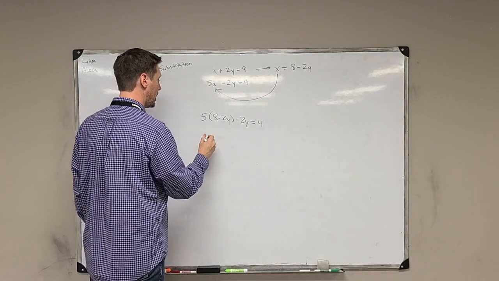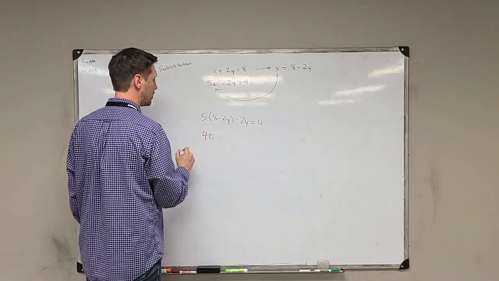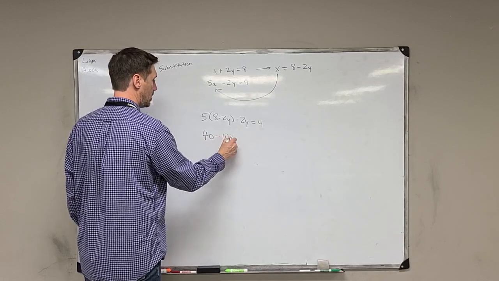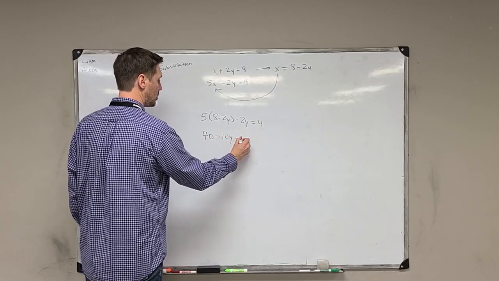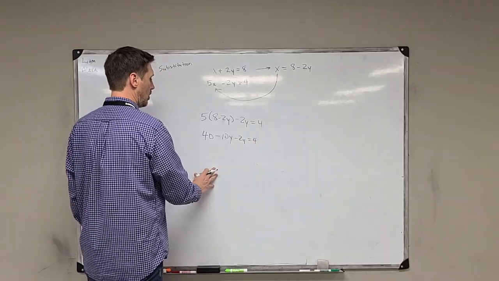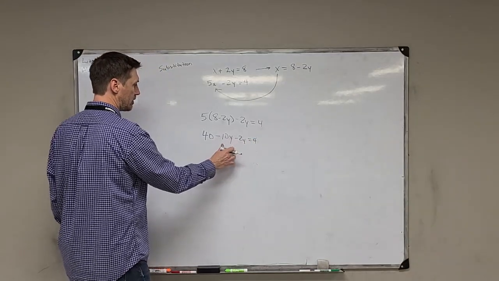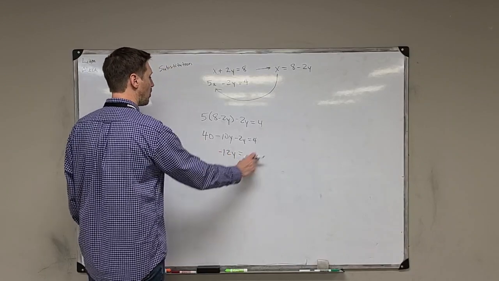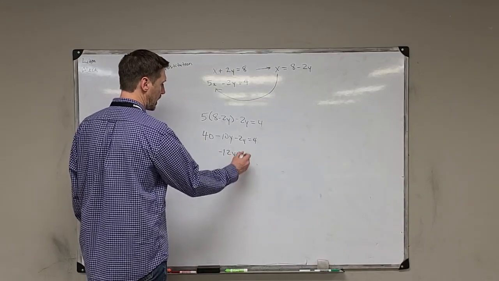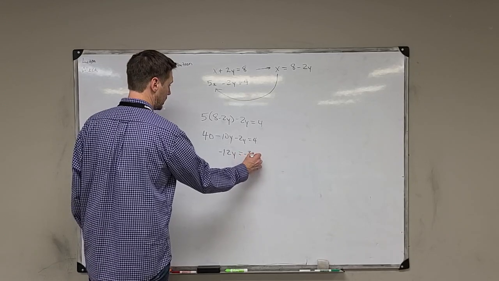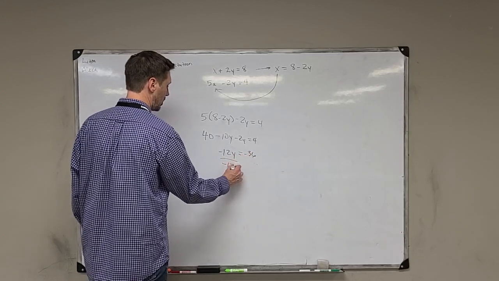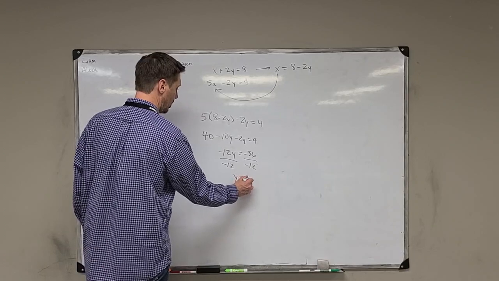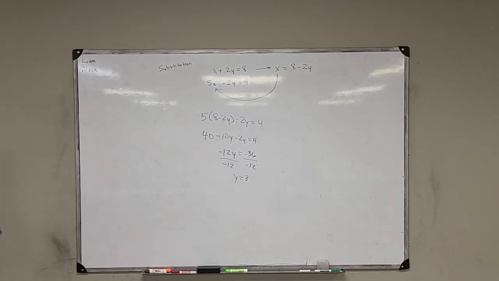So we can figure out what y is by, we distribute it first. 5 times 8 is 40. 5 times -2 is -10. y minus 2y equals 4. We combine together our like terms over here, making this a -12y equals, and we move the 40 over to the other side. So 4 minus 40 is negative 36. And then we divide both sides by negative 12. And so we get that y is equal to positive 3. So that's what we get for that one.